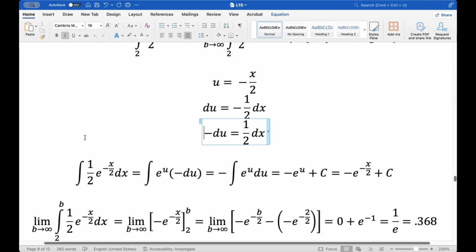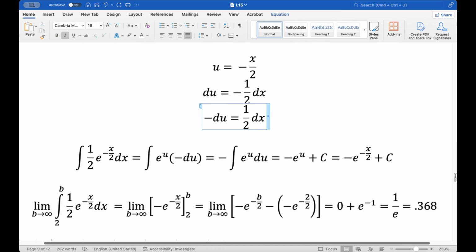So the antiderivative here, an antiderivative is negative e to the minus x over 2. We're integrating this from 2 to b, where b is going to infinity. So upper limit, we're plugging b in for x, minus the lower limit, we're plugging 2 in for x. So the question is, what happens as b goes to infinity here?